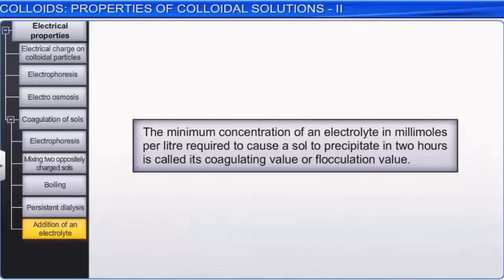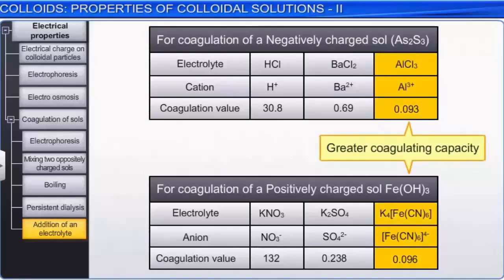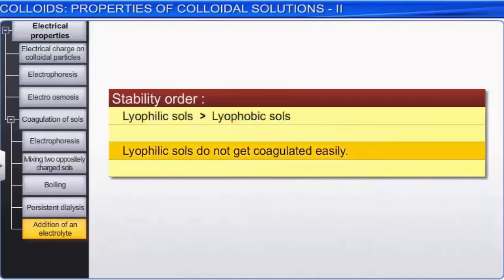You can see from the table that the Al3+ cation and the [Fe(CN)6]3- anion have extremely low flocculation values. Therefore, they exhibit greater coagulating capacity as compared to other ions in their category. Lyophilic sols, on the other hand, are much more stable than lyophobic sols and do not get coagulated easily under similar conditions.